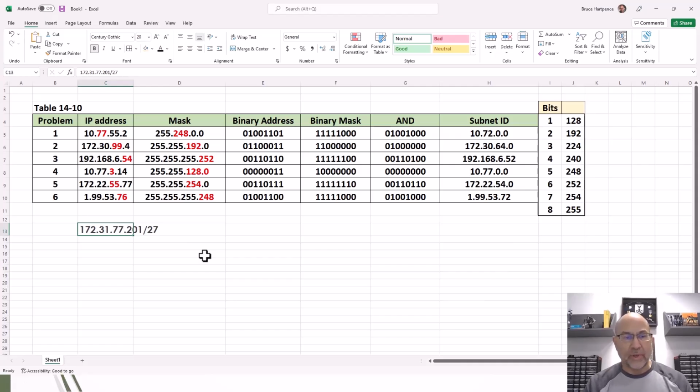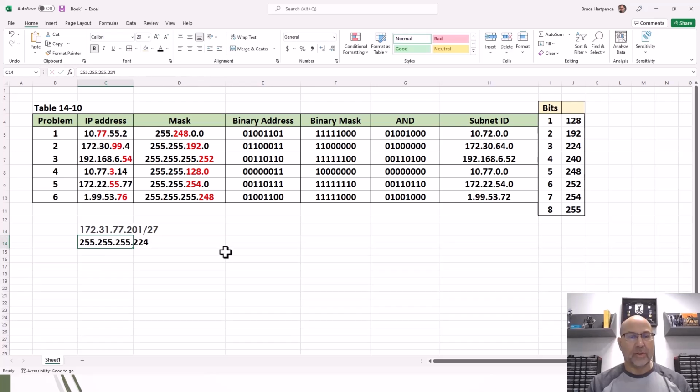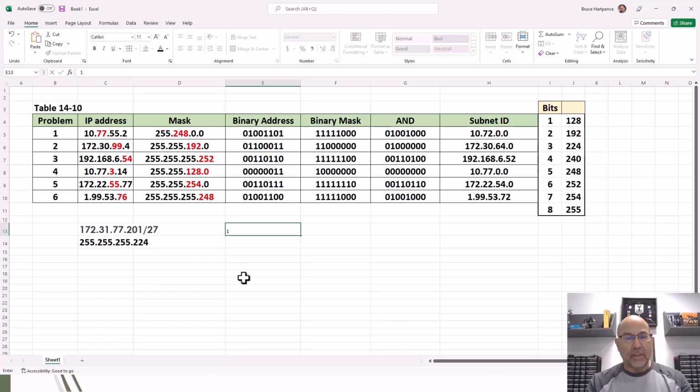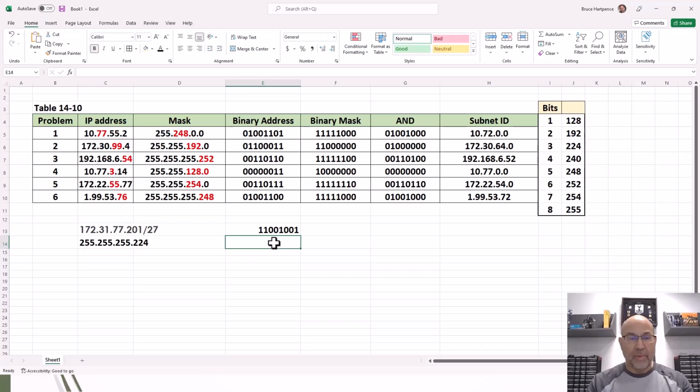So if we take 172.31.77.201 and we take a look at what the mask is, right? So that would be our mask. Now we take a look at where all the action is happening. It's happening in that last octet. Well, what does that last octet look like? Well, 201 converted to binary, 128, 192, we need 9 more. Okay, so not 32, not 16, there's 8. There we go. And then if we take a look at the binary for the mask, it would be this.